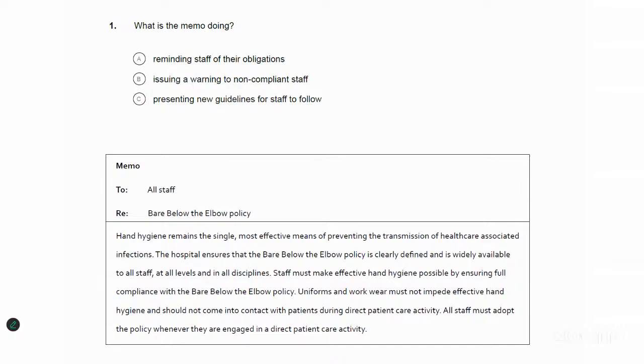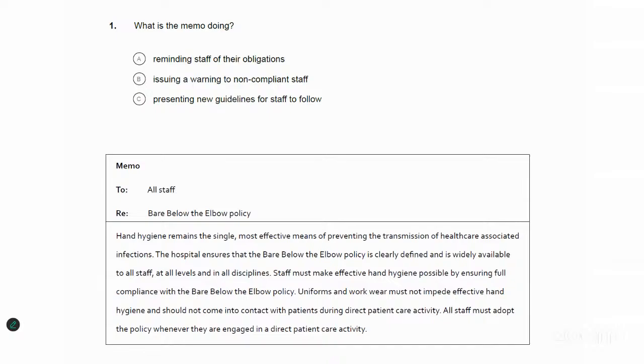So now the question: what is the memo doing? We have 3 options. A, reminding staff of their obligations. B, issuing a warning to non-compliant staff. C, presenting new guidelines for staff to follow. Now this is the question and the various options. Now let's look at the text.